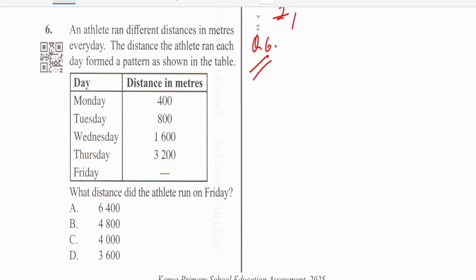An athlete ran different distances in meters every day. The distance the athlete ran each day formed a pattern as shown in the table.